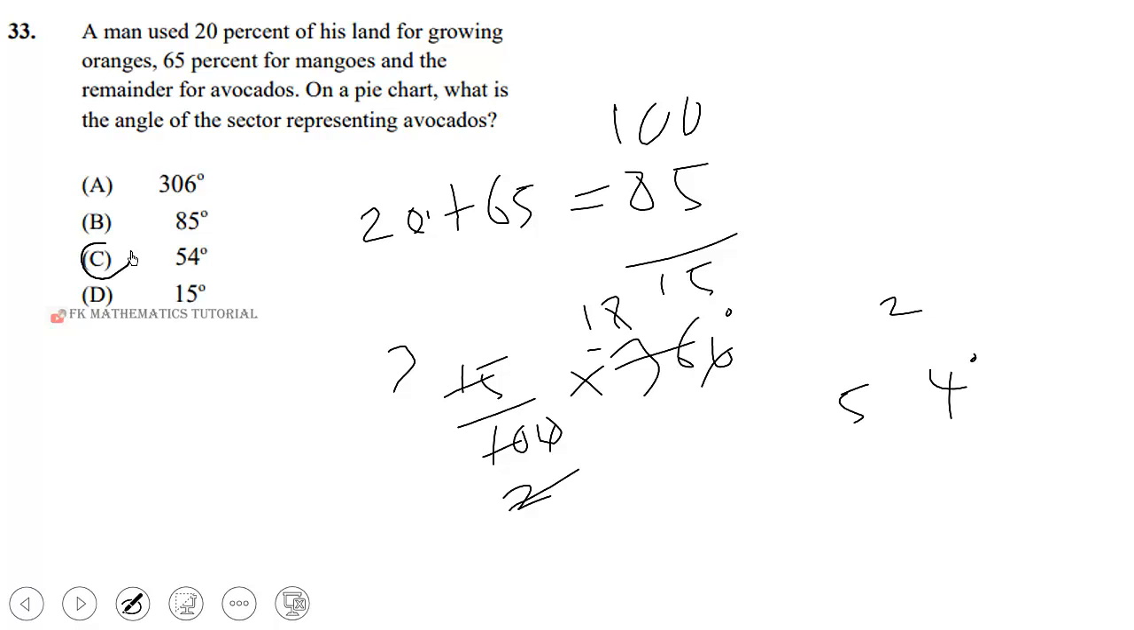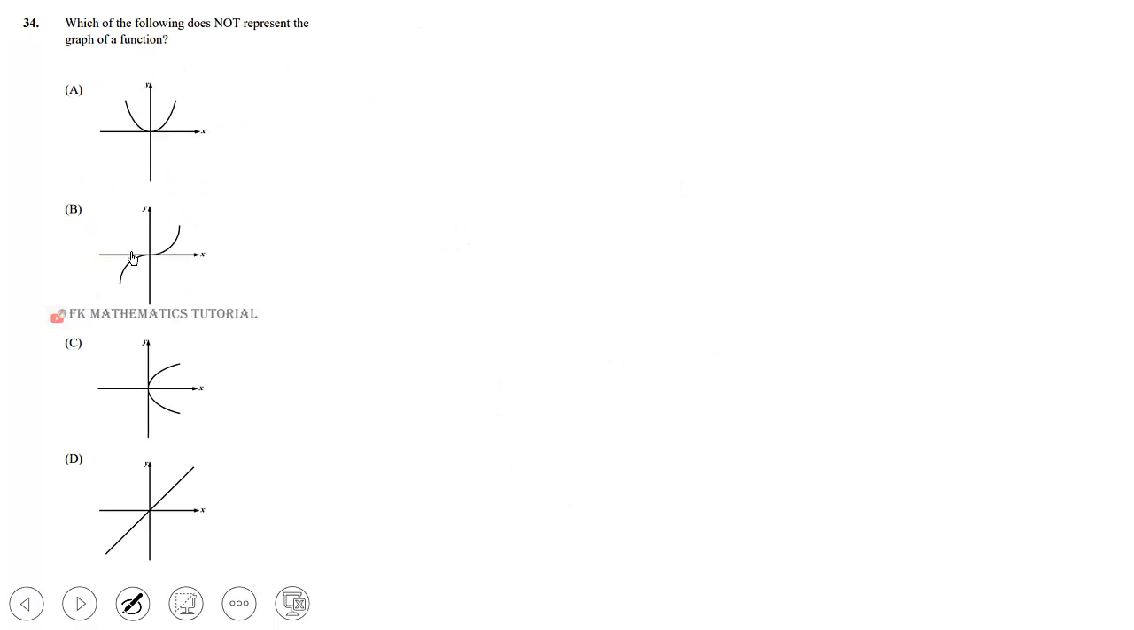Now let's look at this. Which of the following does not represent the graph of a function? A function. So this is not representing the graph of a function because it will cut this. One element will map onto more than one image. So C is the correct answer.